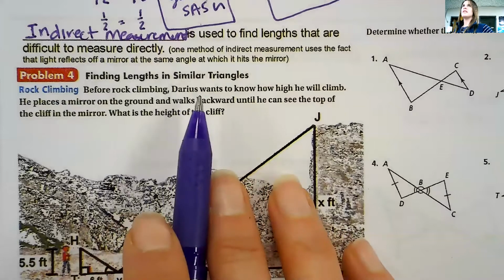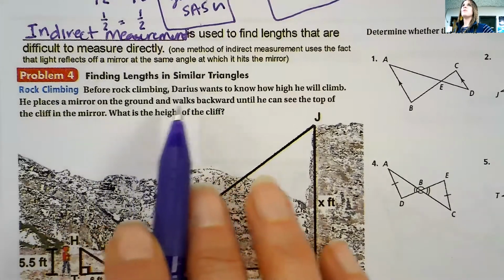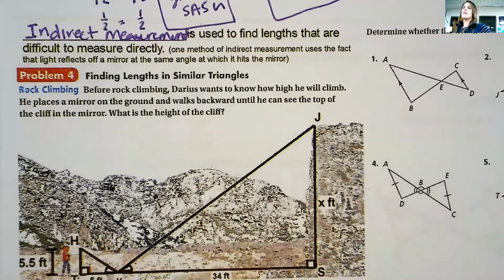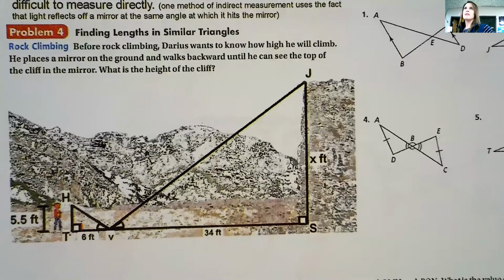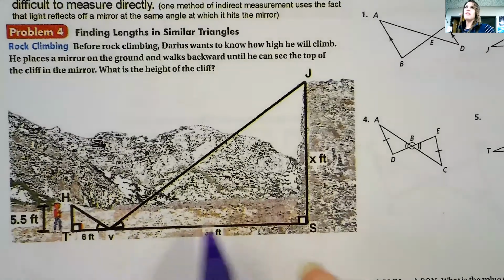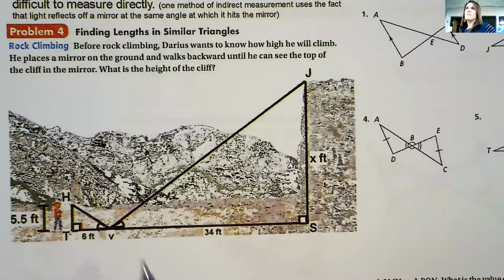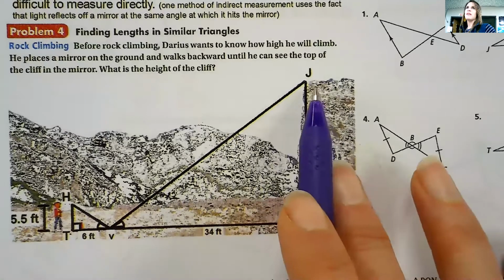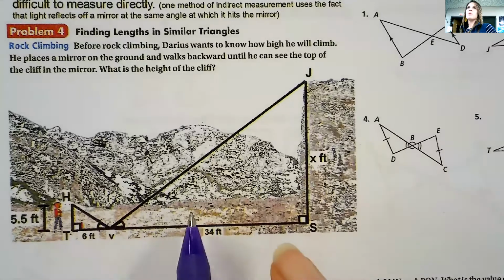Okay, Darius did this. He wanted to know how high he'll have to climb. He places a mirror on the ground and walks backwards until he can see the top of the cliff in the mirror. What is the height of the cliff? So he has himself to the mirror. He knows that distance, and he knows how far the mirror is from the cliff. He wants to know how tall the cliff is. The angle that he's looking into will be the same as the angle to the top of the cliff. So we have these proportionate sides.